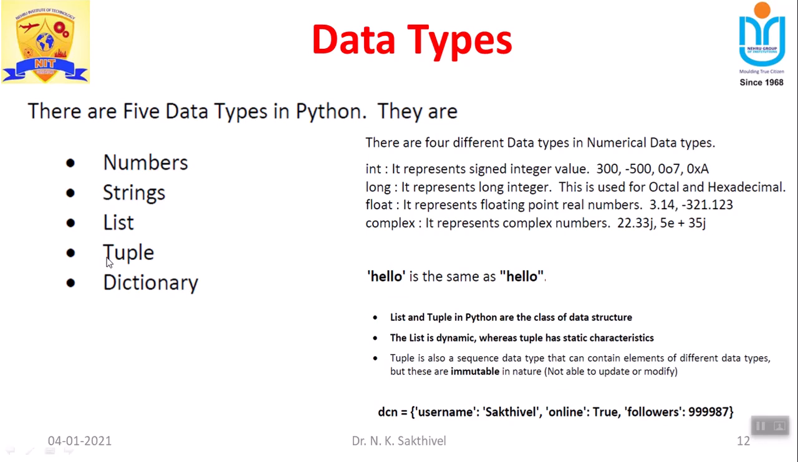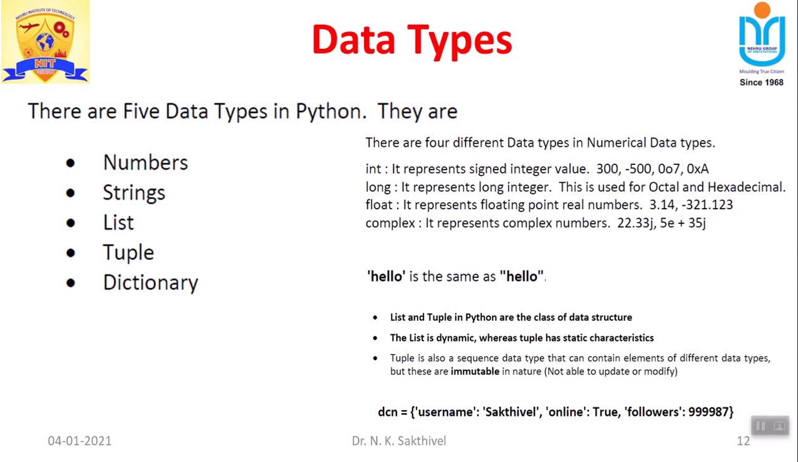The list and tuple are used to store an array of data. If you are going to use a list, within the square brackets, opening square bracket and closing square bracket, we can store the data. Whereas in the tuple, it is round brackets. Inside the round brackets, we can store the data.